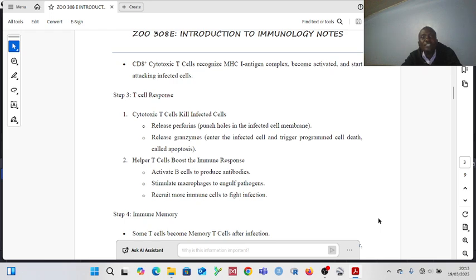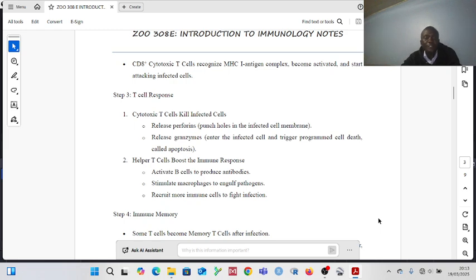So once the CD8 cytotoxic T cells have recognized this complex between MHC1 and the antigen, they now become activated and they begin to attack the infected cells. Okay?